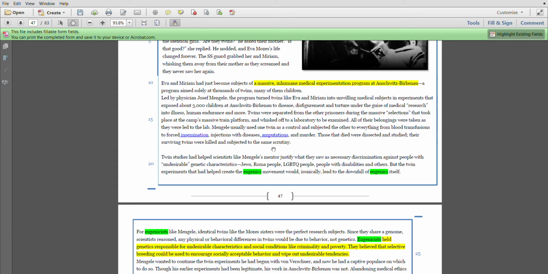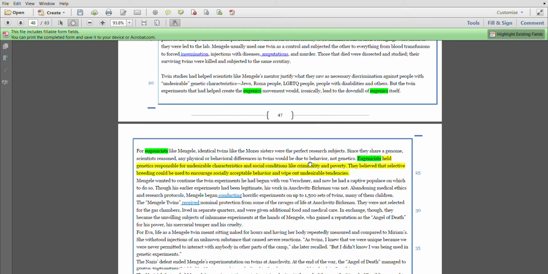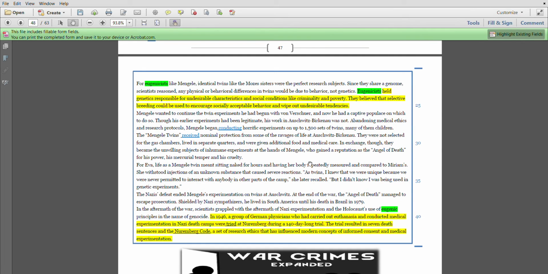Twin studies had helped scientists like Mengele's mentor justify what they saw as necessary discrimination against people with undesirable genetic characteristics: Jews, Roma people, LGBTQ people, people with disabilities, and others. But the twin experiments that had helped create the eugenics movement would ironically lead to the downfall of eugenics itself. For eugenicists like Mengele, identical twins like the Moses sisters were the perfect research subjects. Since they share a genome, scientists reasoned any physical or behavioral differences in twins would be due to environment, not genetics. Eugenicists held genetics responsible for undesirable characteristics and social conditions like criminality and poverty. They believed that selective breeding could be used to encourage socially acceptable behavior and wipe out undesirable tendencies.